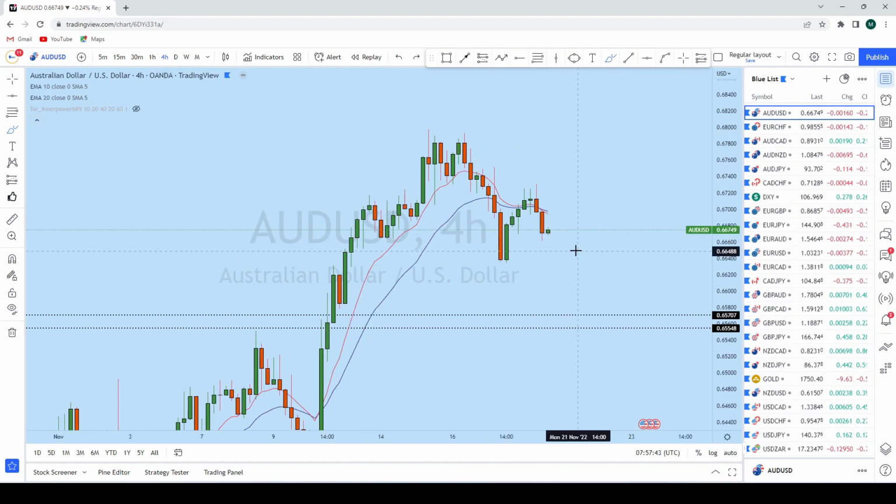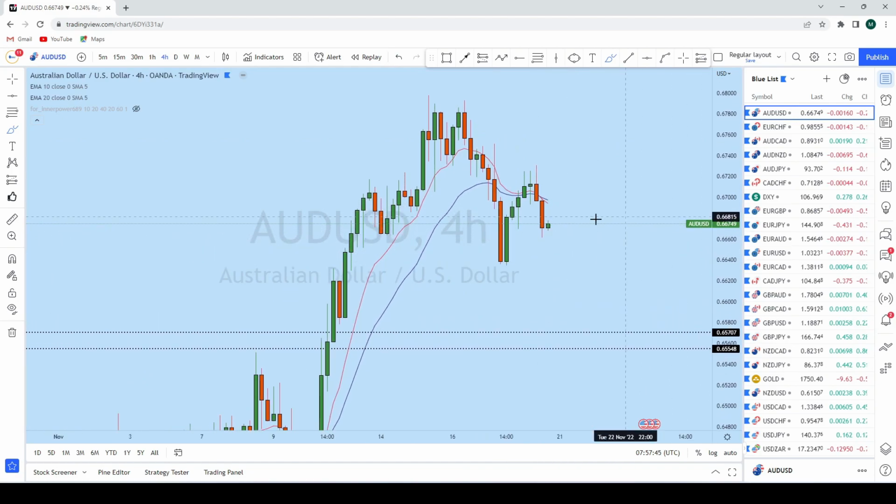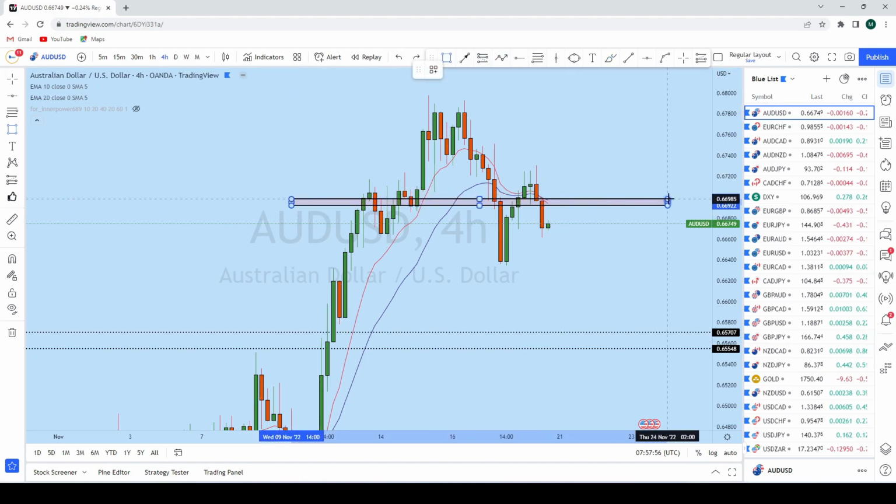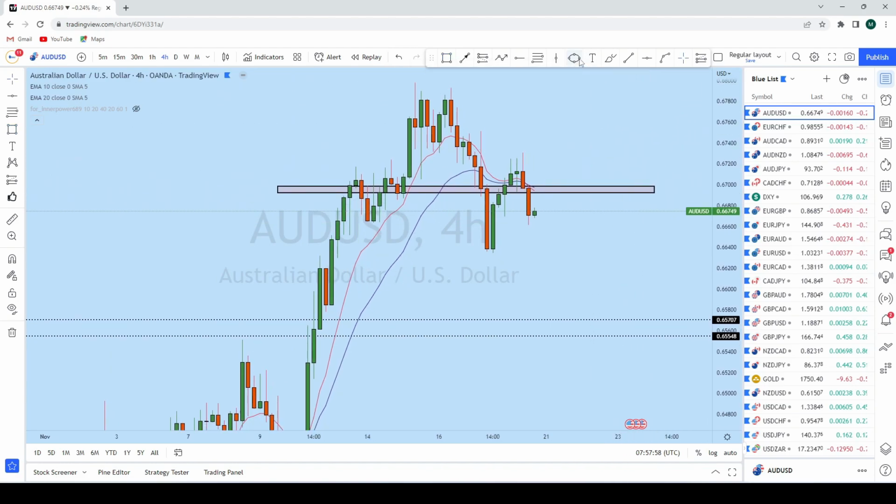As you can see, this is the last candle on the weekend, and what we could see in the new trading week is that the price might go up a little bit for a little retracement to the upside. In the new trading week, along this zone, we could find a significant bearish setup on AUDUSD.